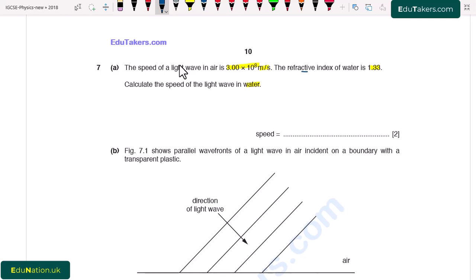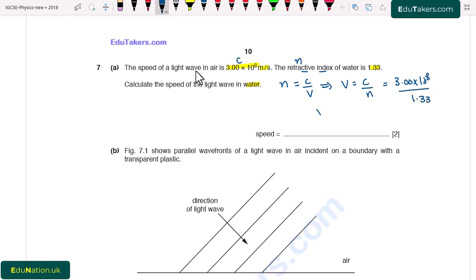So we also know the definition of refractive index. The refractive index, represented by n, is equal to c over v. We can simply say that the refractive index is the ratio of speed of light wave in air to speed of light wave in any medium. In this case, the medium is water. So here c is 3 × 10^8 meter per second, and we have to find v. So v will be equal to c over n, and c is given as 3.00 × 10^8, and the value of n is 1.33.